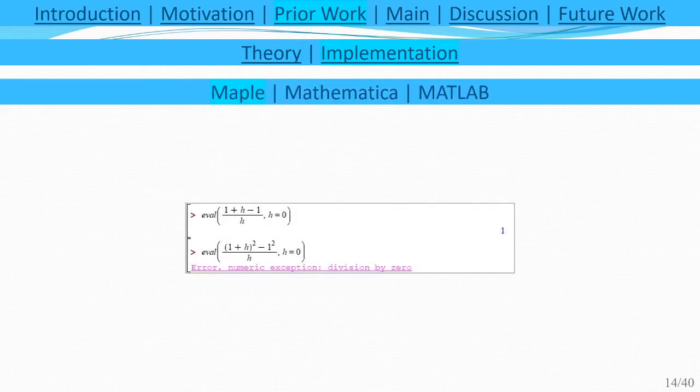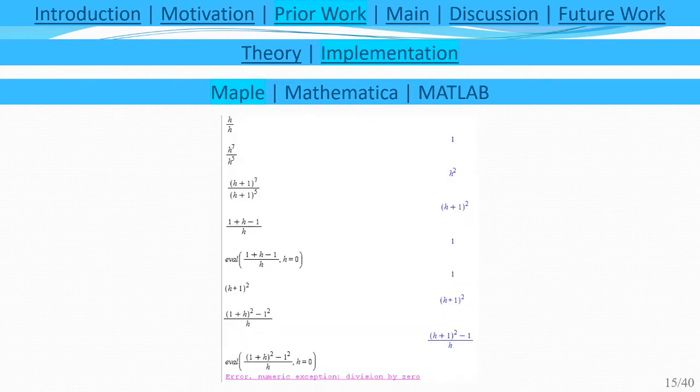Prior work implementations include the inconsistent results of computer algebra systems, such as Maple. What does Maple simplify (1 + h - 1)/h to? The answer is 1, even when evaluated at h equals 0. But Maple is not consistent. If I enter ((1 + h)^2 - 1^2)/h at h equals 0, Maple errors out.